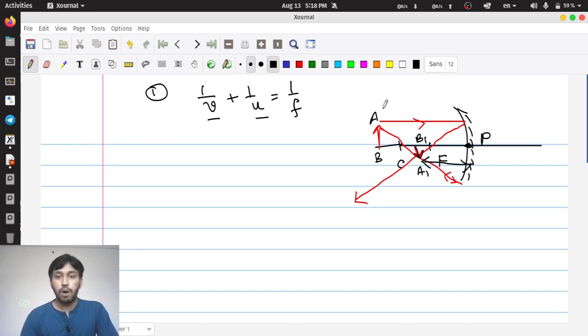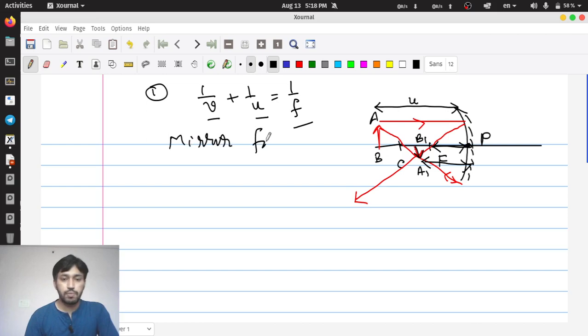What is u? Object distance. Distance between pole and the object. This is called u, the object distance. And this is called focal length, that means between F and P. So this distance is called focal length. So this is called the mirror formula. Very well known formula.